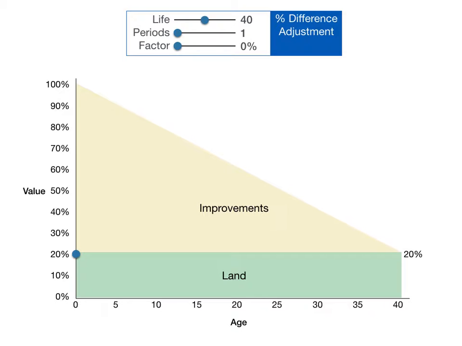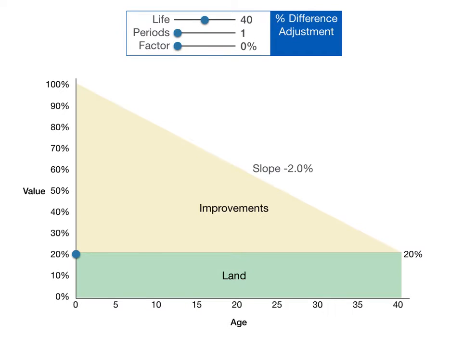You'll note that it's already being displayed with the default settings of an age life of 40 years and a land to value ratio of 20%. The period and factor are set at 1 and 1%. We'll talk about what that means a little bit later. First of all, we note that the slope on this analysis is minus 2%, and that's based on the 40-year life and the improvements representing 80% of the overall value.